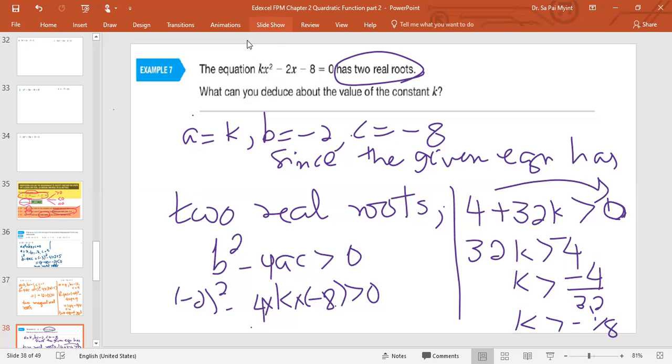So this question in example 7 is you need to find k, constant k. There is a condition, two real roots. That's why you have to use the discriminant and you can find k.